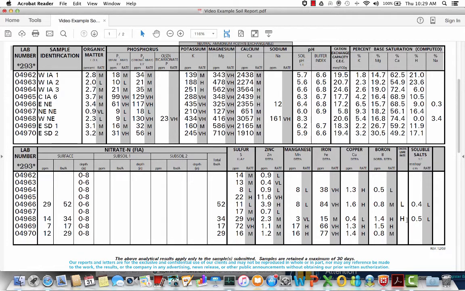And again, like I talked about with the boron, be very careful about creating a toxic band by using the broadcast application recommendation that would come from the lab and then trying to make that same application in some sort of a banded application. All right, last but not least, soluble salts.